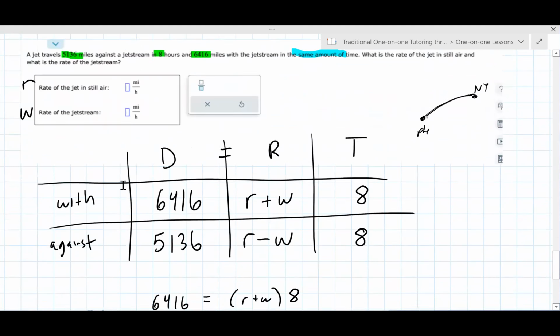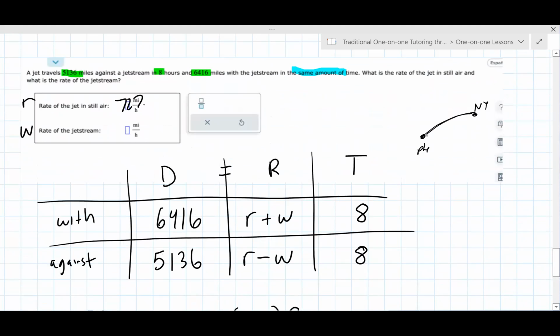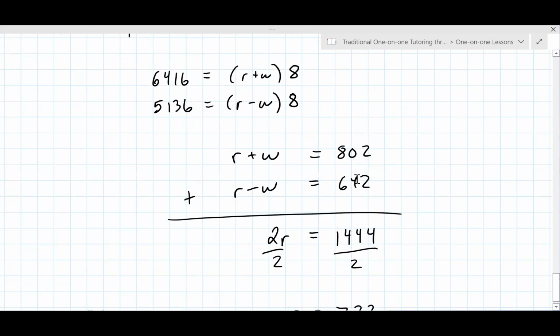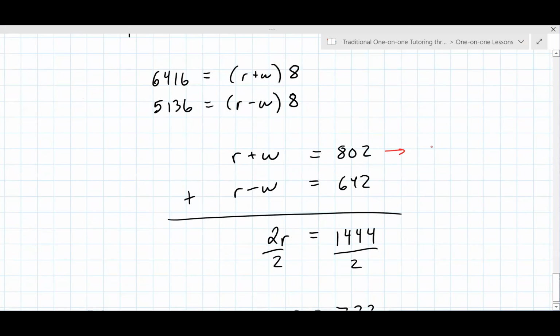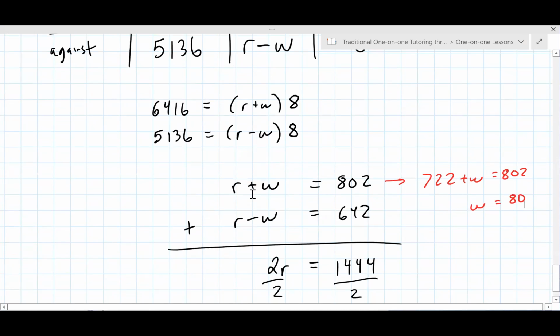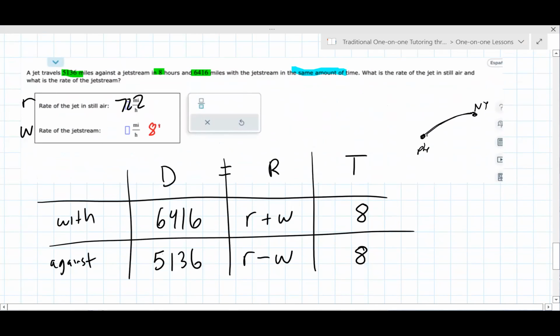So now you go back, you're like, okay, which one is that? Well, it's the R, it's the 722. But then to find the other one, you have to use one equation or the other. I'm going to use this top one here. So it's 722 plus W equals 802. And that's going to be 80. And it is very, very often the case that the wind or the current of the stream is the smaller one, most of the time.